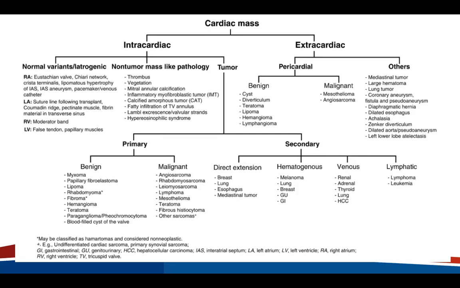Within the category of tumor, like we talked about earlier, we have primary tumors, which can be benign or malignant, and then secondary tumors, which can actually be caused by direct extension from another tumor, hematogenous spread, venous spread, or lymphatic spread. When we think about extracardiac masses, the two buckets that we think about are the pericardial or other. Within the pericardial category, again, there's a benign and malignant variety, and then there's a lot of miscellaneous things that are extracardiac, which can be seen here. So I encourage you to come back to the slide and review it in a little bit more depth.